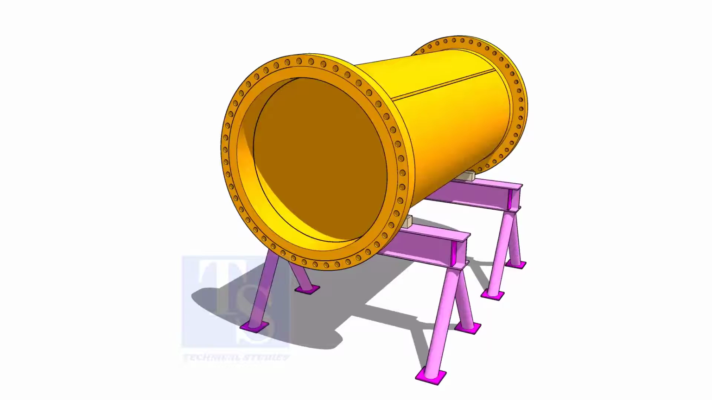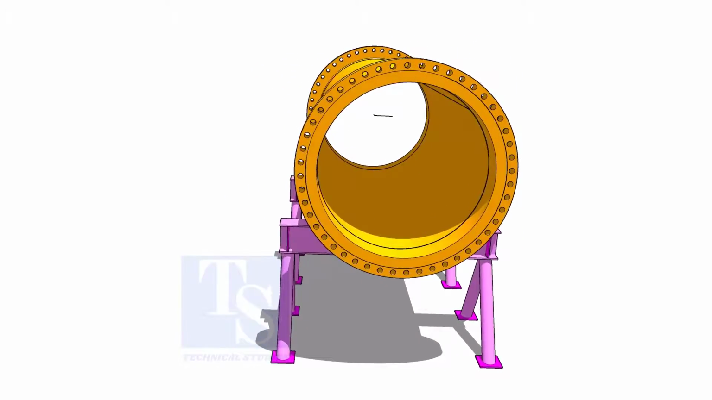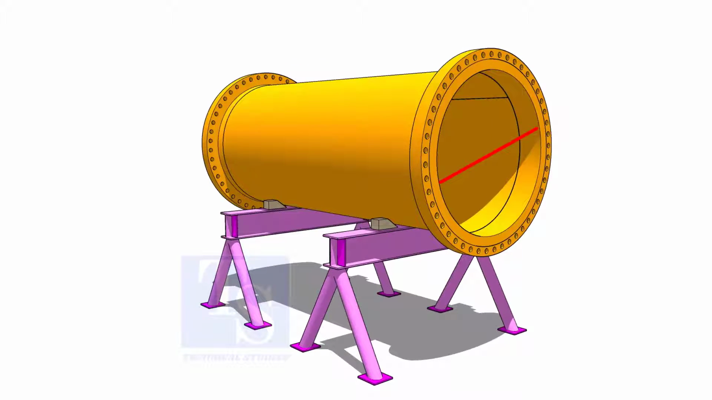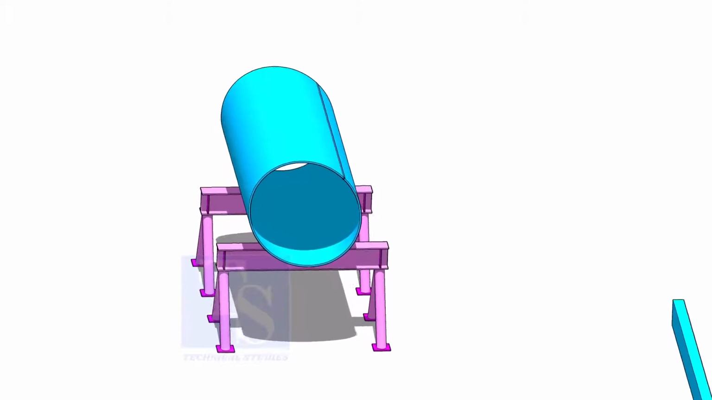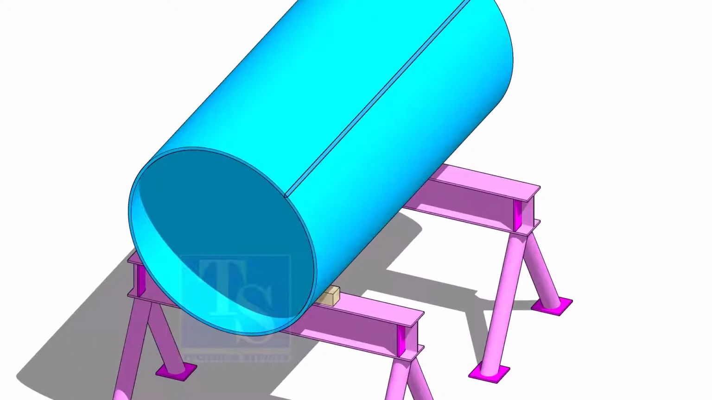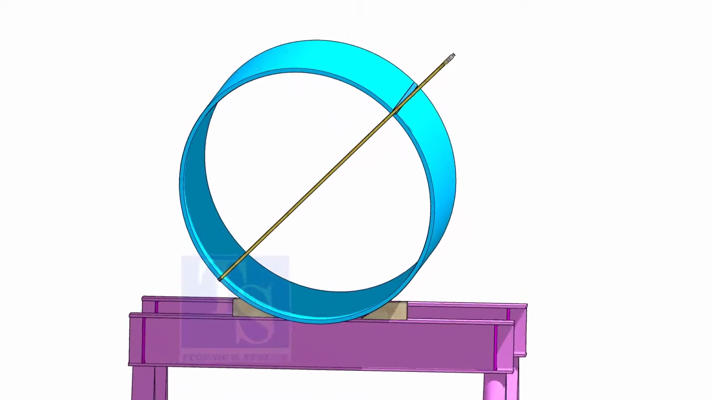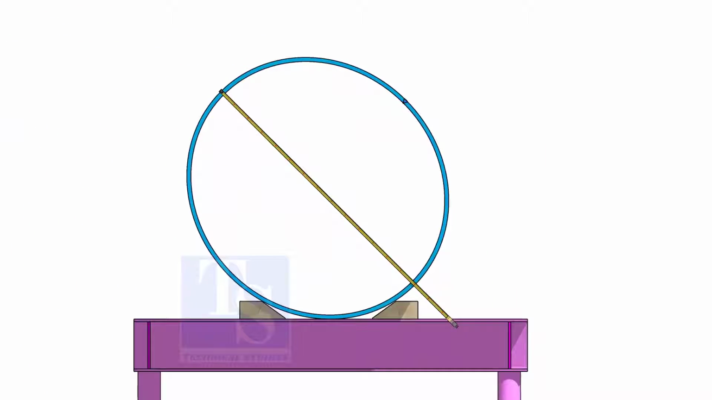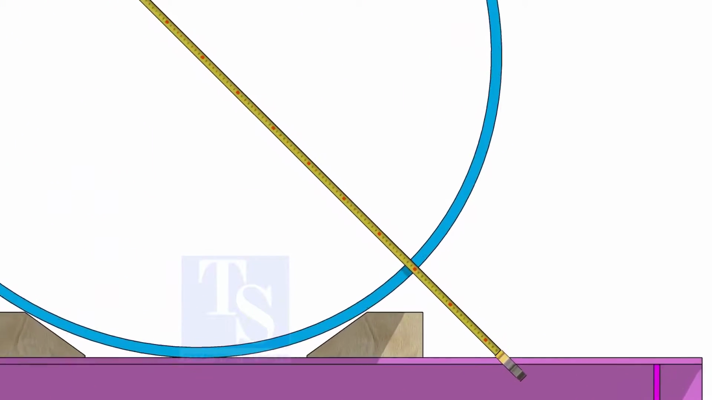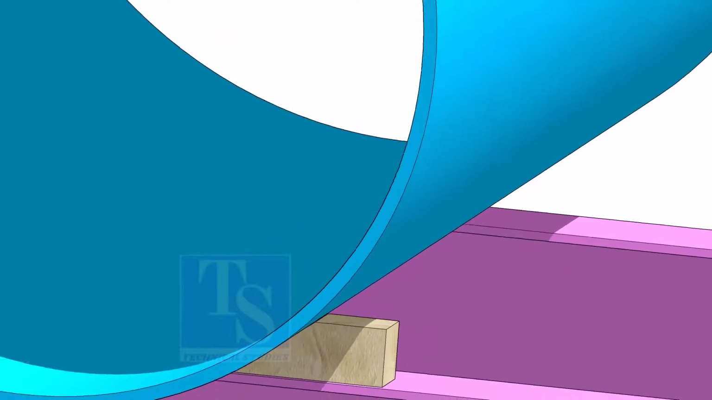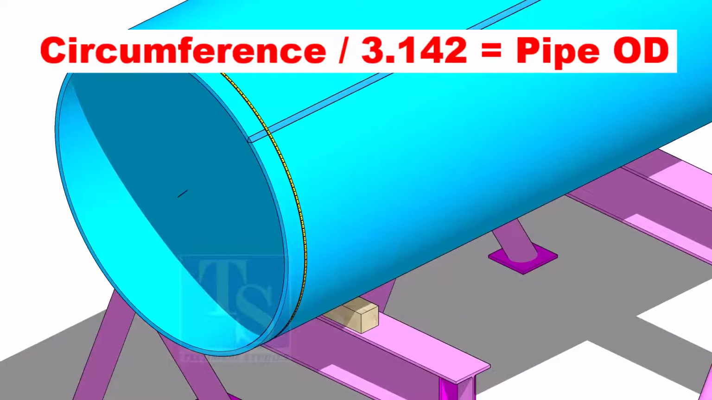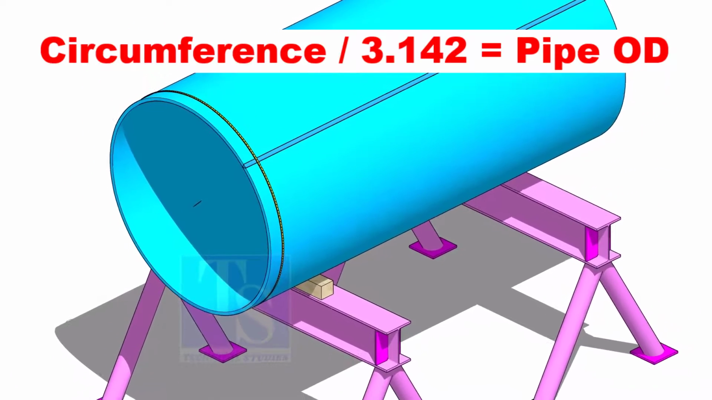Assume that you can measure the ID only, and you are not sure about the OD, or the pipe is in an oval shape. What you will do: sometimes we receive newer pipes having ovality, then this method shall be used successfully. Check the circumference of the pipe, then divide the circumference by 3.142, and you will get the OD of the pipe.